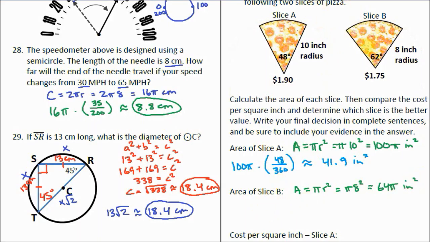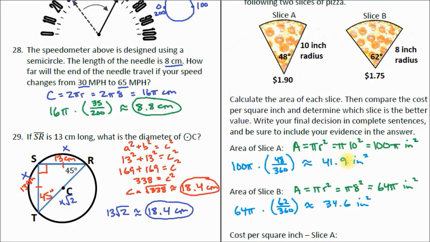Let's figure out the area of just the one piece we want now. The whole pizza is 64 pi inches squared. We're going to multiply it times 62 degrees out of a total of 360 degrees, and that's going to be approximately 34.6 inches squared.